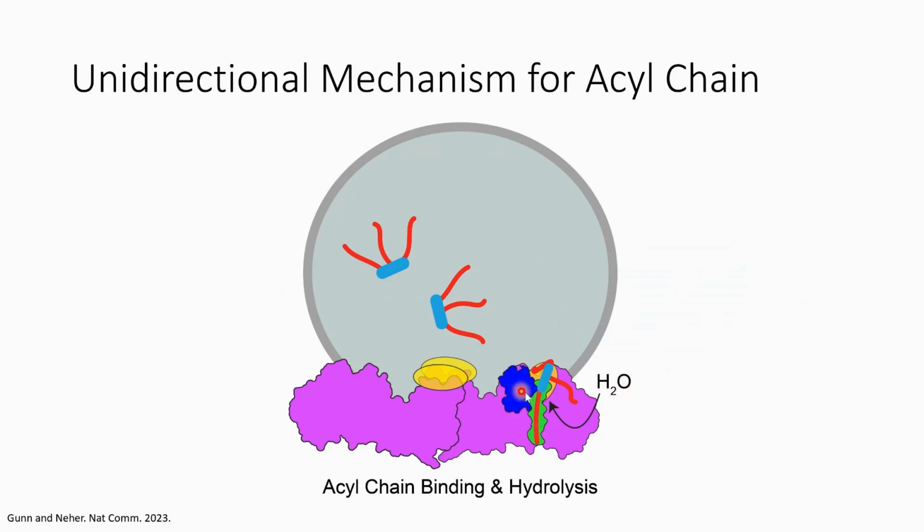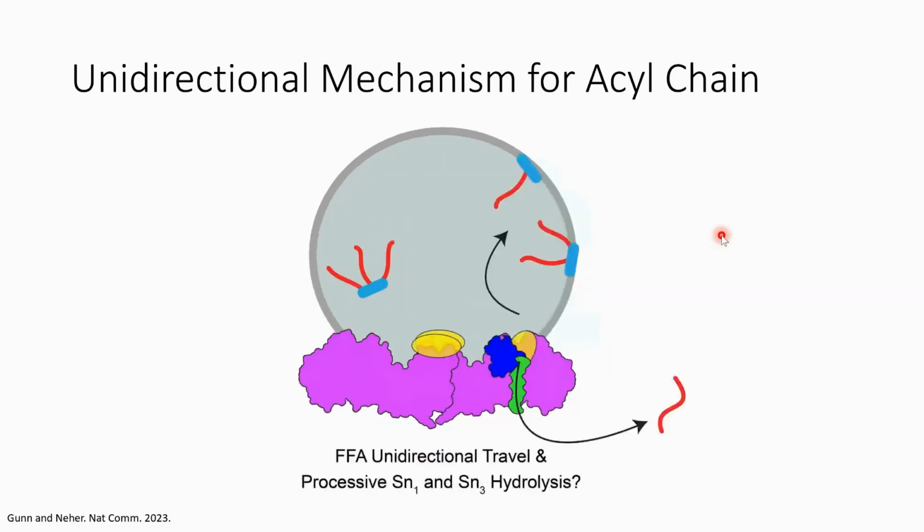After it binds to the acyl chain, this then allows water to come in and hydrolyze that bond that links the acyl chain to the glycerol backbone. And this then liberates a free fatty acid. And our theory is that this free fatty acid could then travel unidirectionally out of the pore and into the capillary, where it would then interact with albumin for transport across the capillary endothelium.